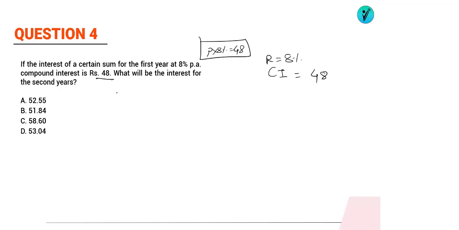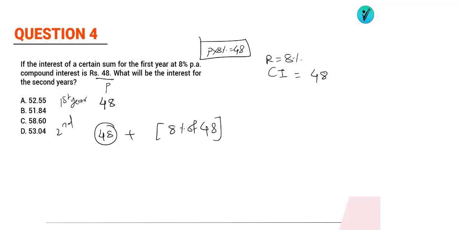So for the second year, as we know that for the first year it was 48 rupees, right? For the first year it applies only on the principal. So in the second year, minimum on this principal 48 rupees will be there, plus 8% of 48 will be added, right? In the second year, because this is on CI. So what will it be? 48 plus 8% of 48 is equal to what? How much will it be?